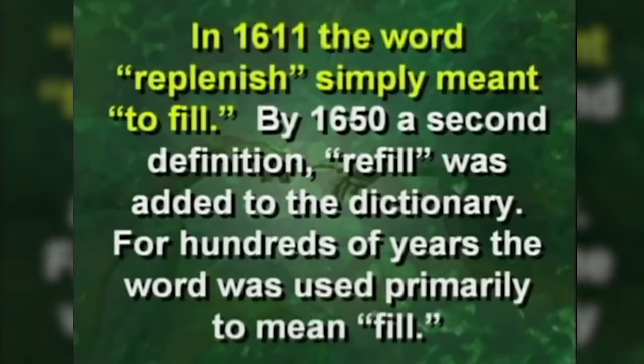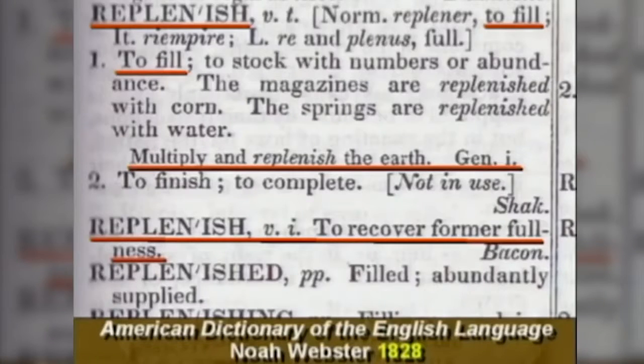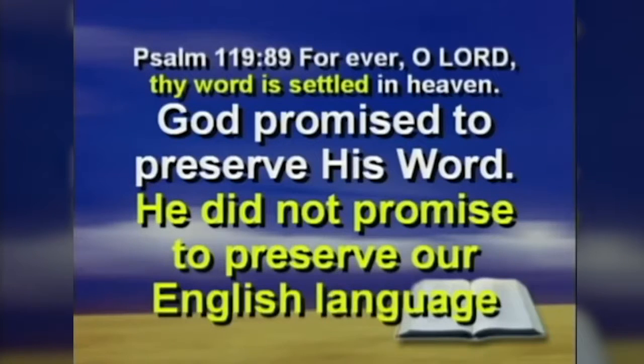In 1650, an author named Bacon added a second definition to the word called fill again. It never meant fill again until 1650. You get some old dictionaries, like an 1828 dictionary, you can see for yourself. The primary meaning of the word replenish is fill. The secondary meaning is fill again, recover former fullness, added by Francis Bacon. English words change meanings. You see, God promised to preserve His word. He did not promise to preserve our English language.